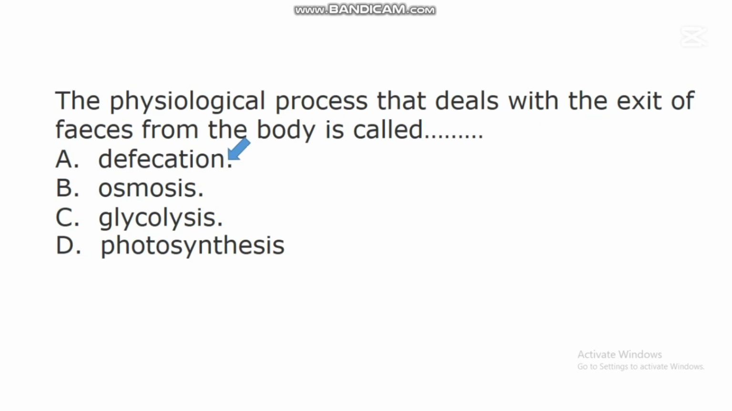When the feces accumulate in the large intestine, there is a need to get rid of it from the body system. So during this process called defecation, the muscles within the large intestine will contract and expel the feces from the large intestine. So the physiological process that deals with the exit or the removal of feces from the body is what we call defecation.